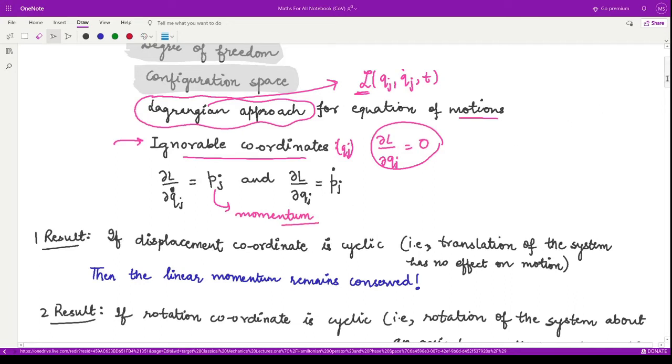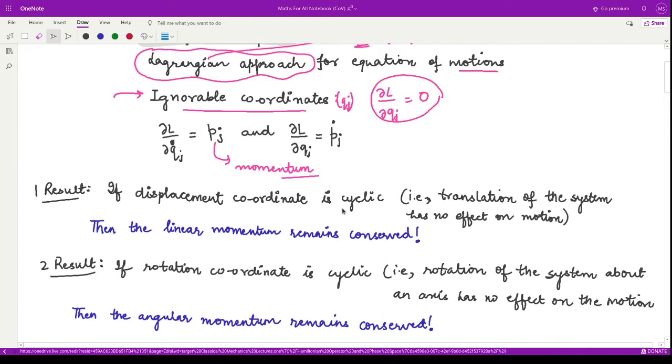Now, building on this, if the coordinate representing displacement is cyclic, in that case our linear momentum is conserved. That means if we have a system and we provide a translation to it, it has no effect on the motion of the overall system. The system remains invariant under translation, and in that case our linear momentum would remain conserved. That is the property of this ignorable coordinate.